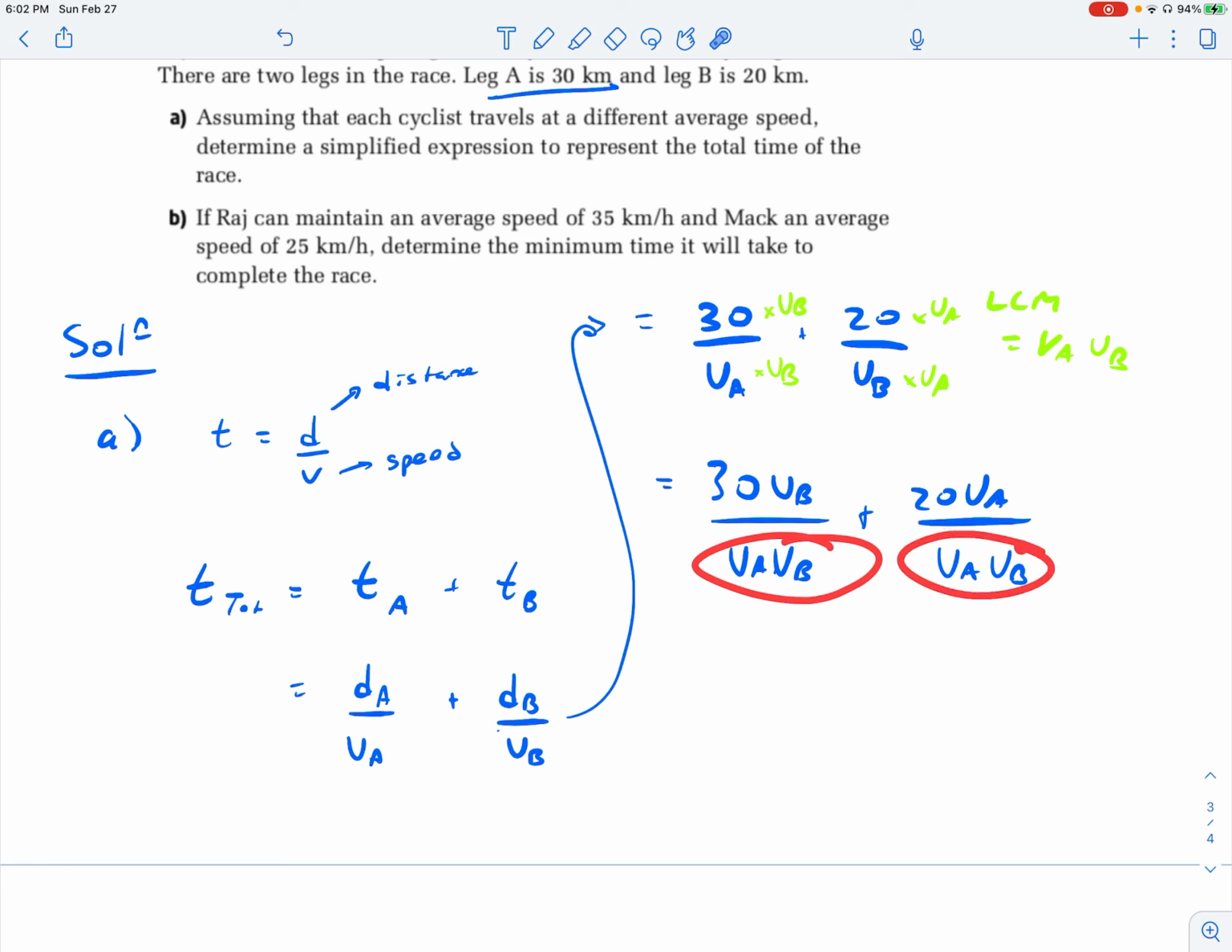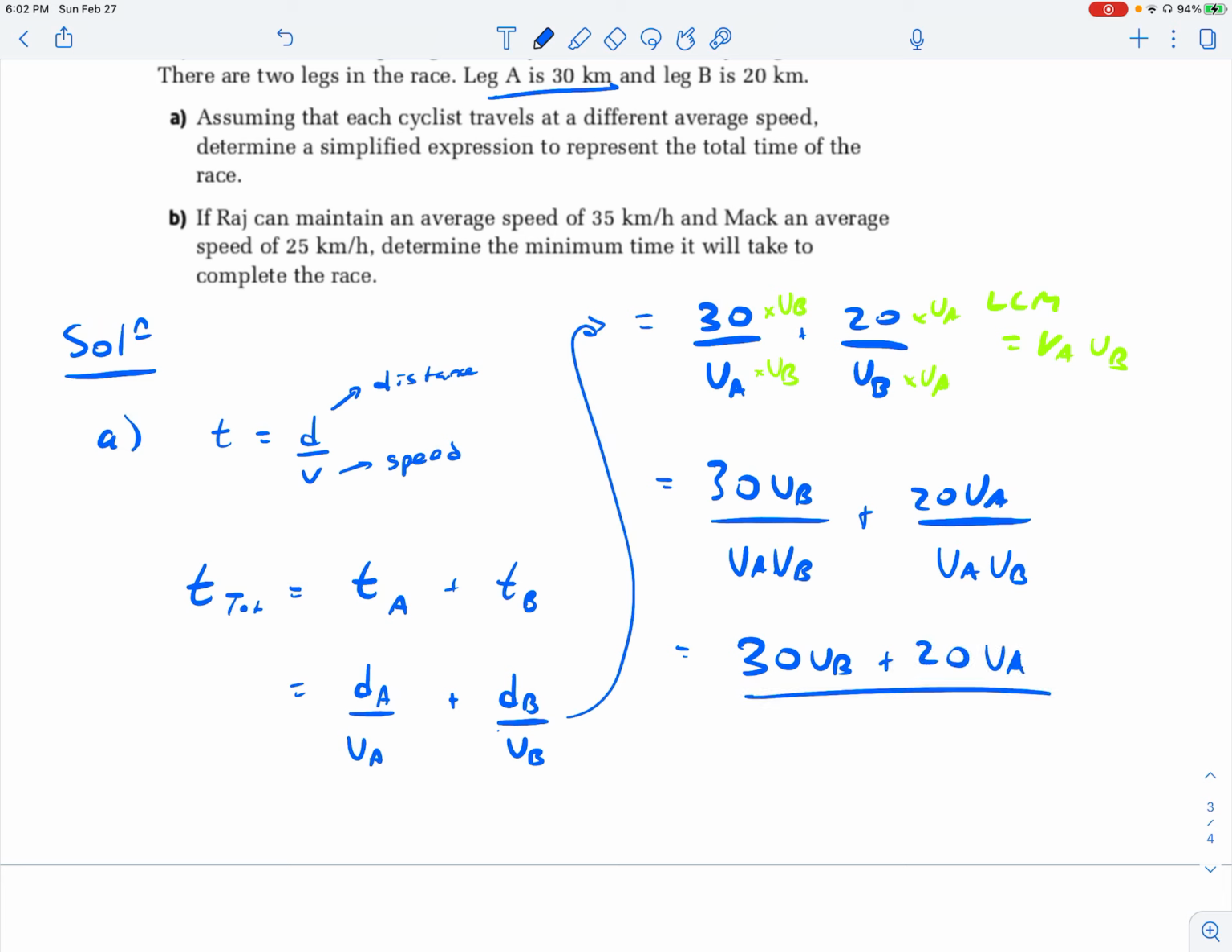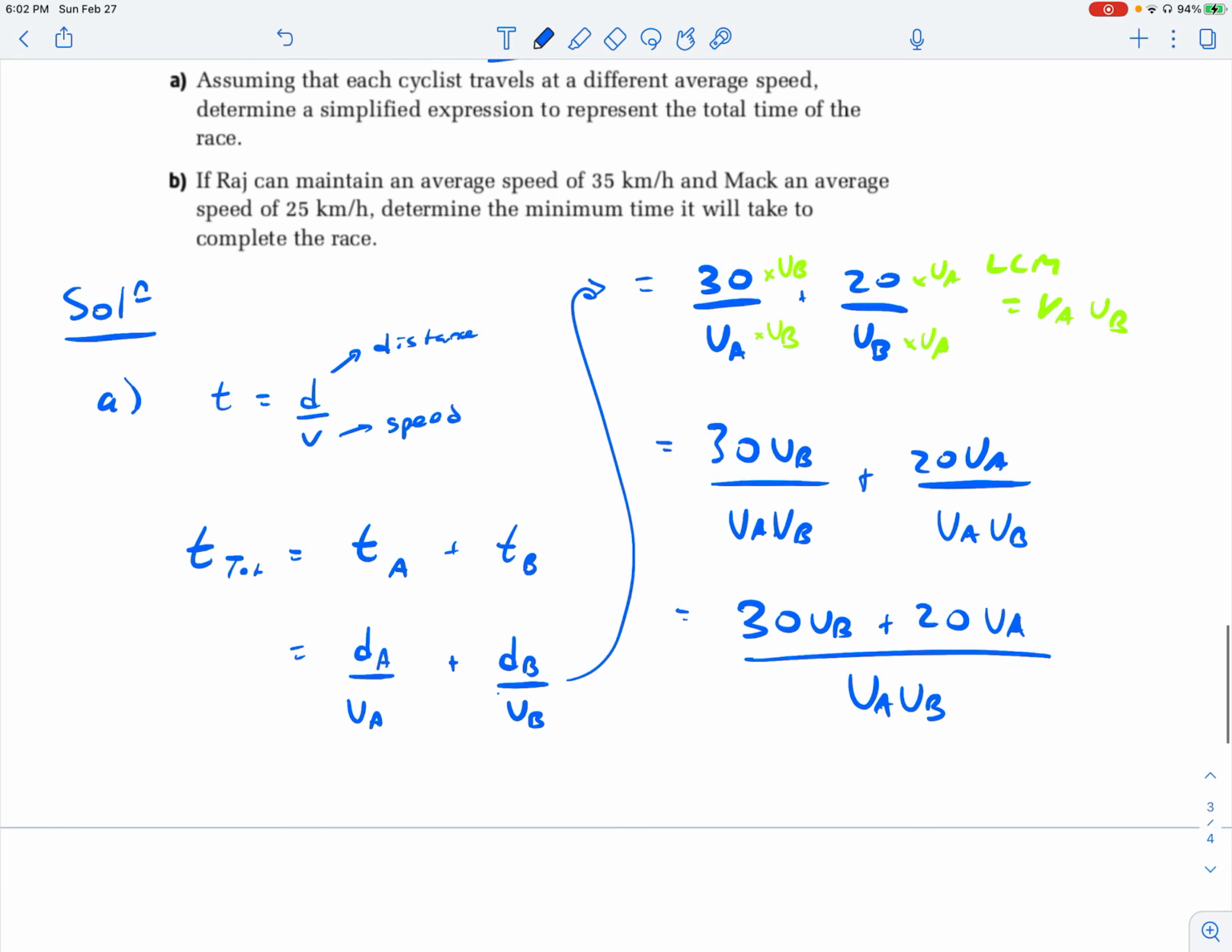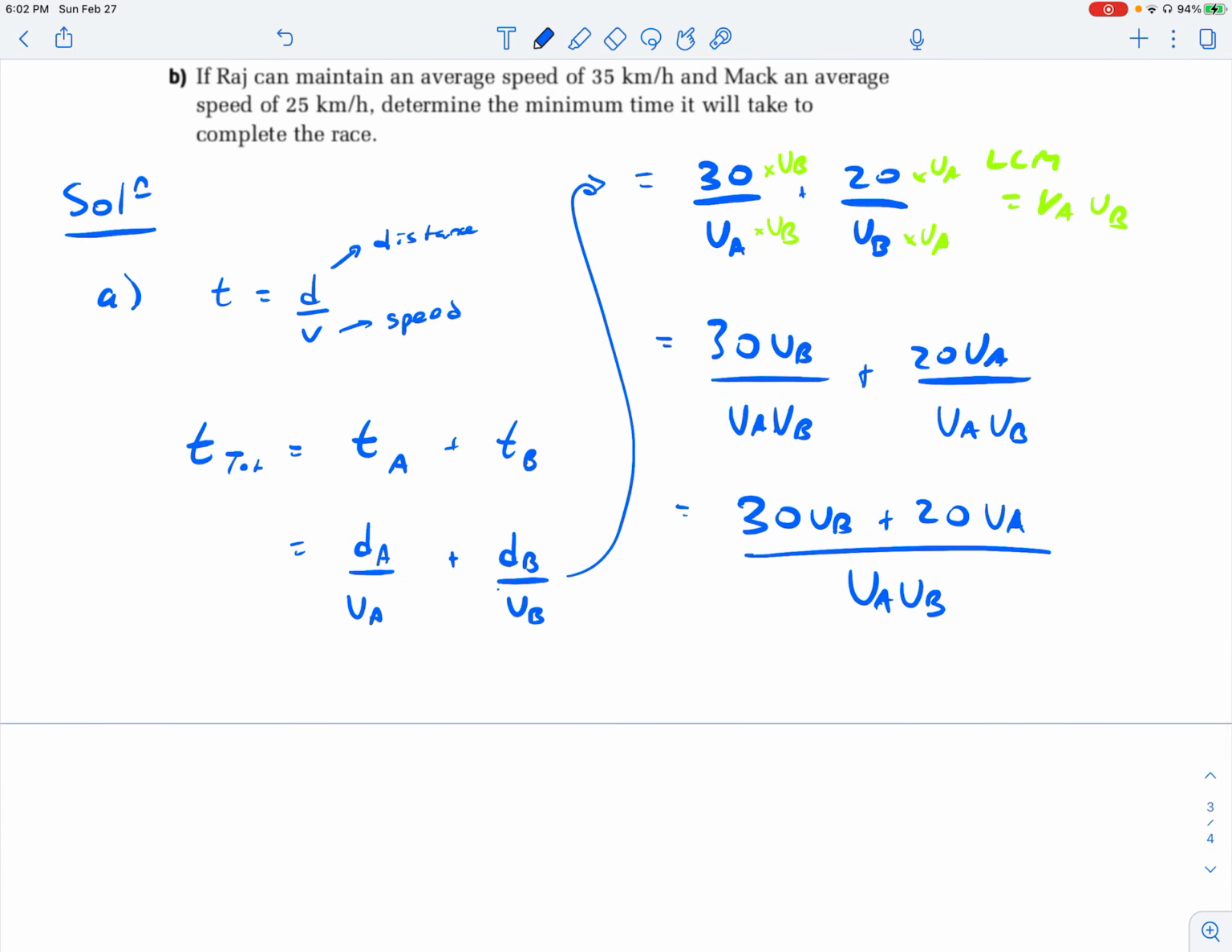We've got a nice common denominator, so we can just add the numerators. My simplified expression is going to be 30 times the speed for B plus 20 times the speed for A, all over VA VB. All right, so that's our simplified expression.